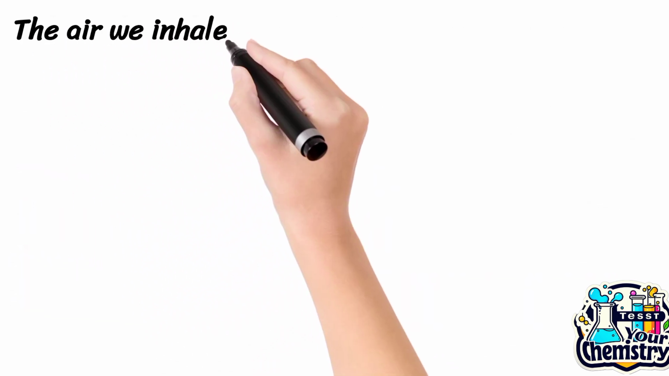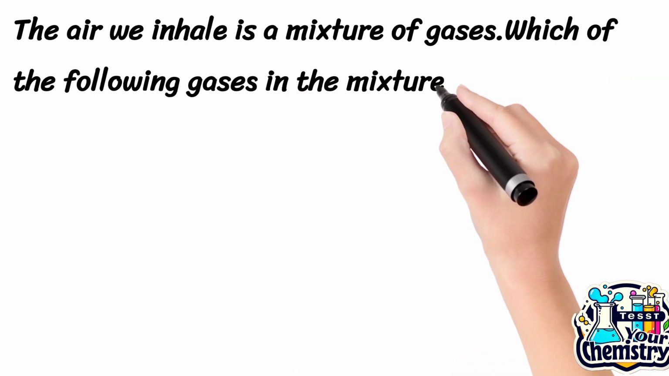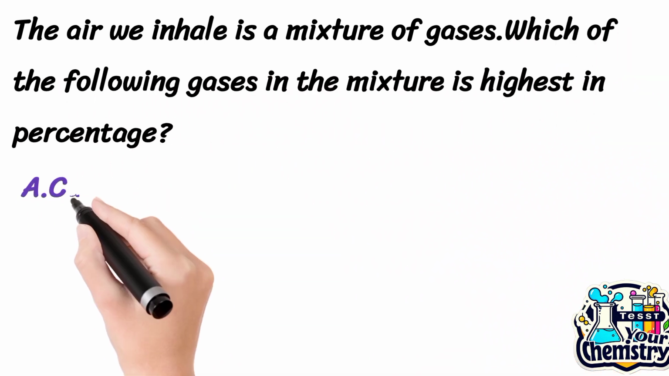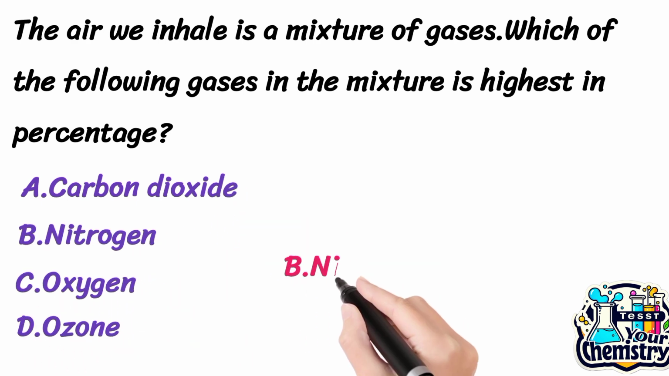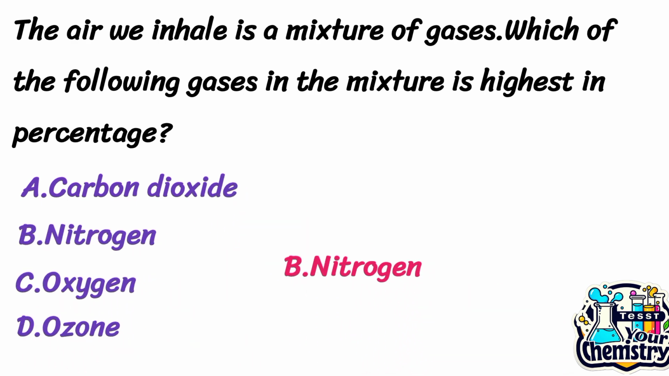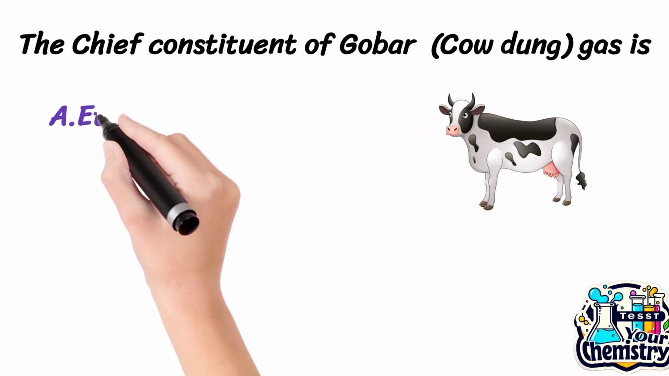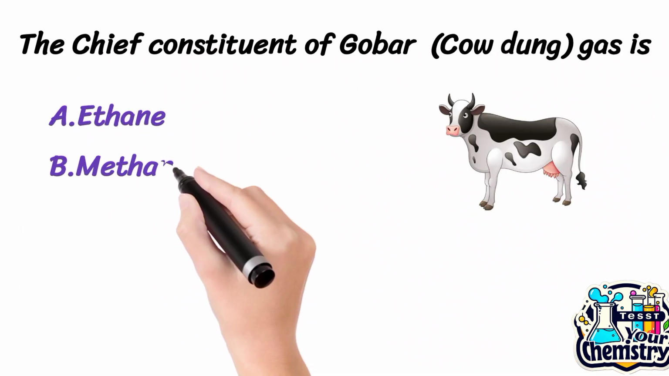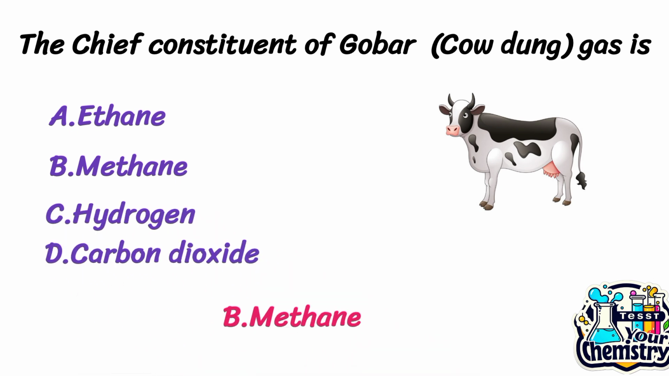The air we inhale is mixture of gases. Which of the following gases in the mixture is highest in the percentage? Carbon dioxide, nitrogen, oxygen, ozone. Option D is correct, nitrogen. The chief constituent of gobar cow dung gas is ethane, methane, hydrogen, carbon dioxide. Option B is correct, methane.